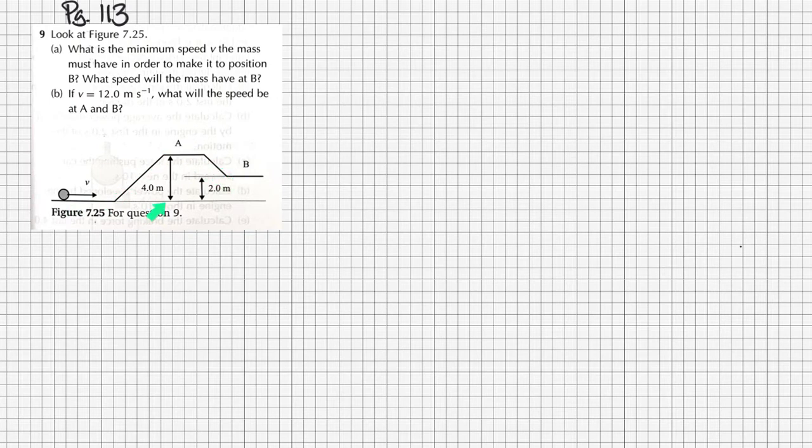A is going to be 4 meters high off the ground level. B is going to be 2 meters high off that ground level. And then what speed will the mass have at B? And then part B just gives us an initial velocity and then trying to find the velocity at A and B.